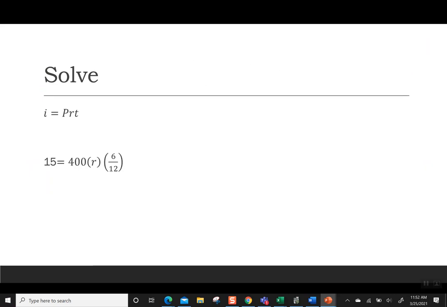This time I'm going to solve for the interest rate. So I said that the interest is 15, the present value is 400, and the time is going to be 6 months, which is 6 over 12. I need to isolate the R, which means get it all by itself, before I try to put this in the calculator to solve. I'm going to take the 400 and the 6 over 12 and move them to the left side. So I'm going to take the 15 and divide it by 400, so I'm doing the opposite operation. It was being multiplied on the right, which means I'm dividing on the left. And now the R is alone.